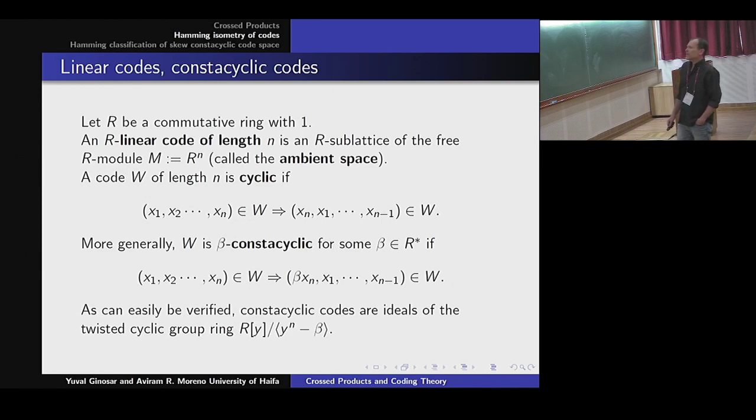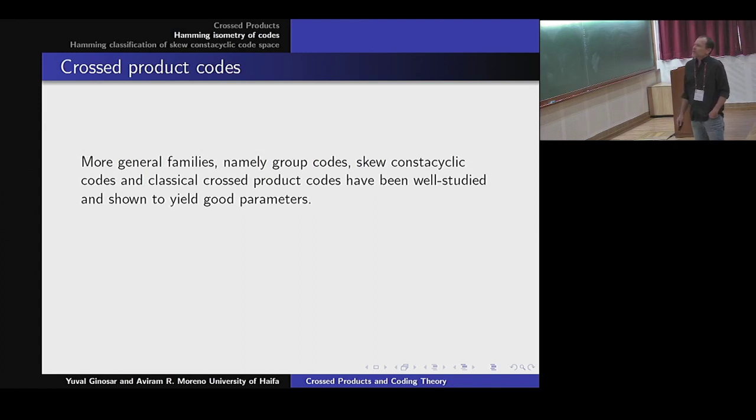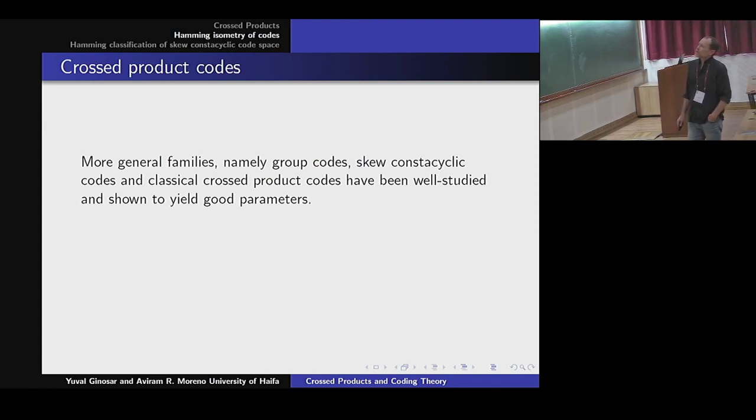As can easily be verified, constacyclic codes are ideals in the twisted group ring R[y] over y to the n minus beta. This is the same beta. Here we don't have a skew polynomial ring because we do not have an action. This is very easily verified. More general families, namely group codes, skew constacyclic codes, and classical cross-product codes have been well studied and shown to yield good parameters, whatever that means in coding theory.